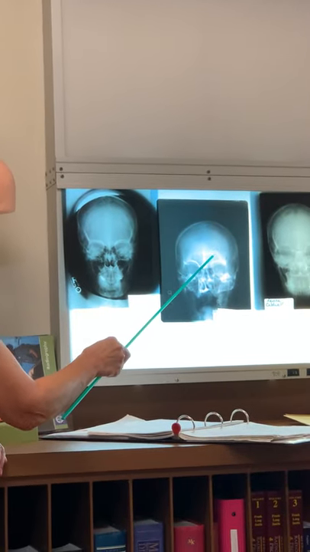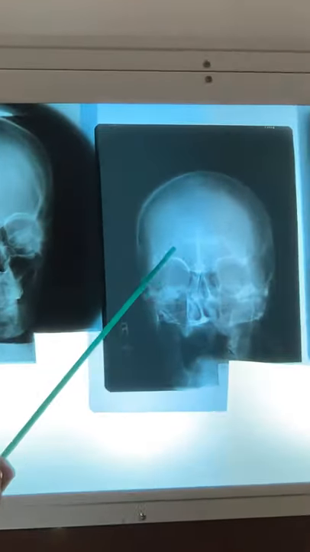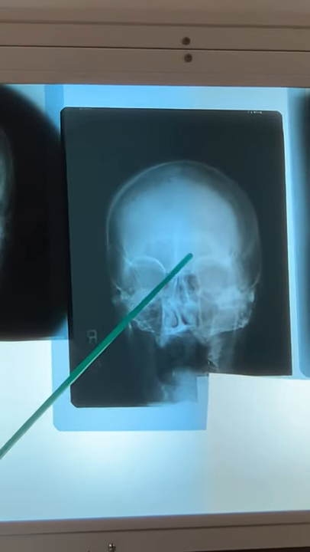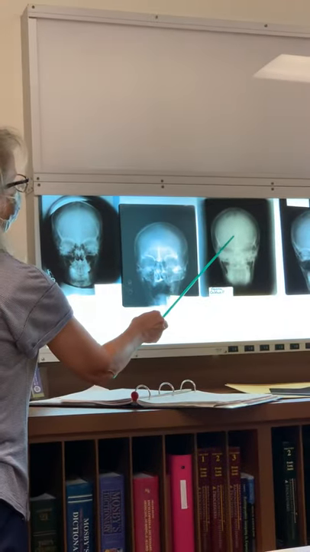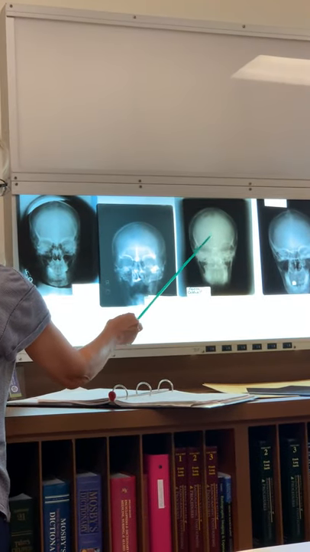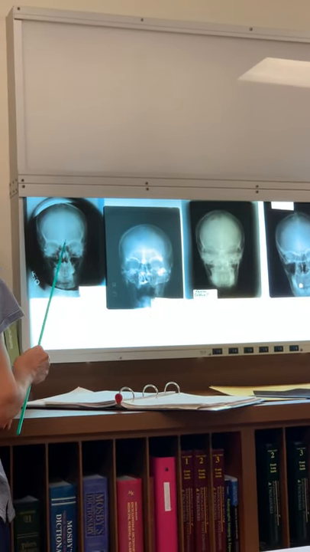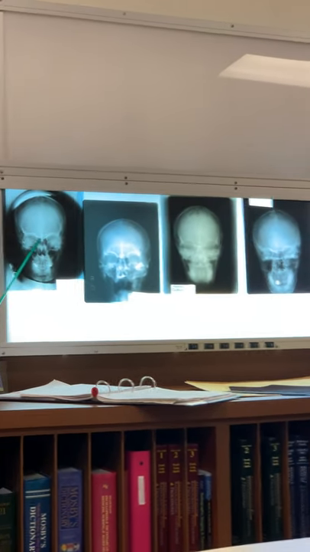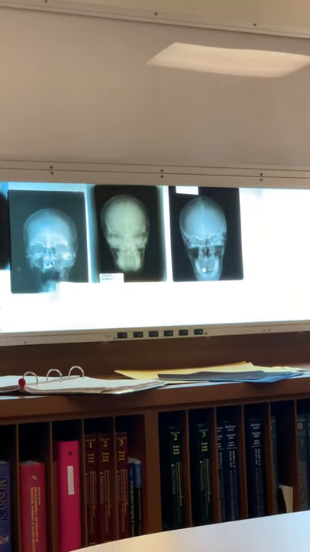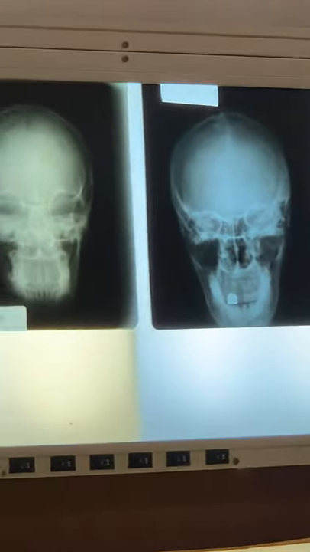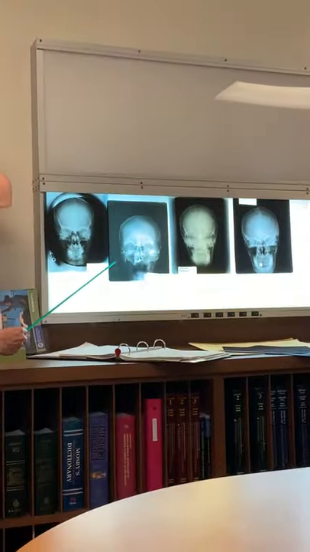What's this? Good. These are the frontal sinuses. I always say they look like cauliflower. Looks like cauliflower. Okay. Some people don't have very big frontal sinuses at all. Some people don't even have any. It doesn't look like this person has very much, and this one doesn't either. So it all depends. It varies.